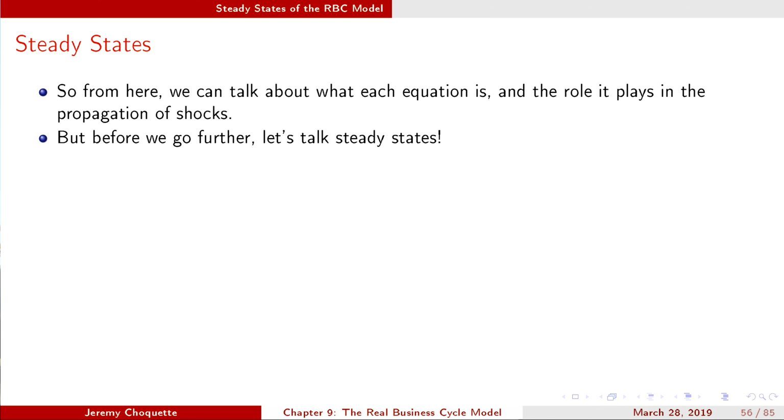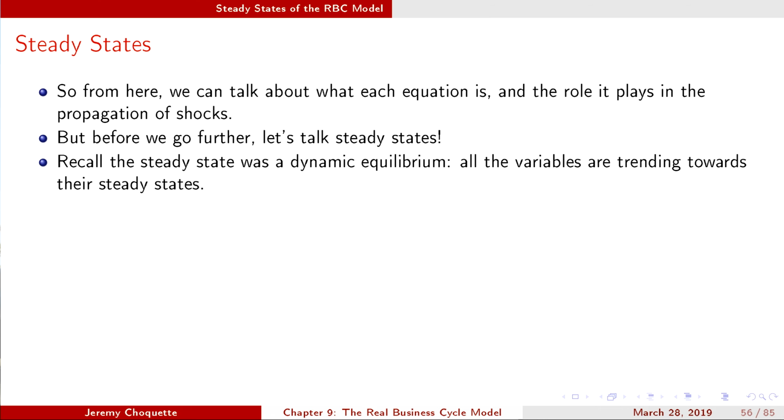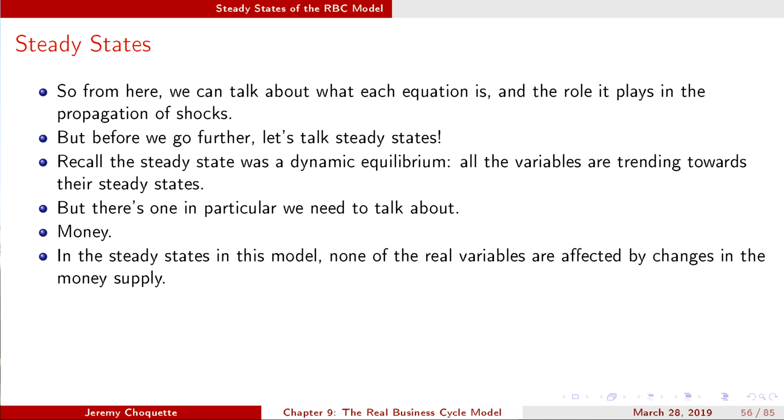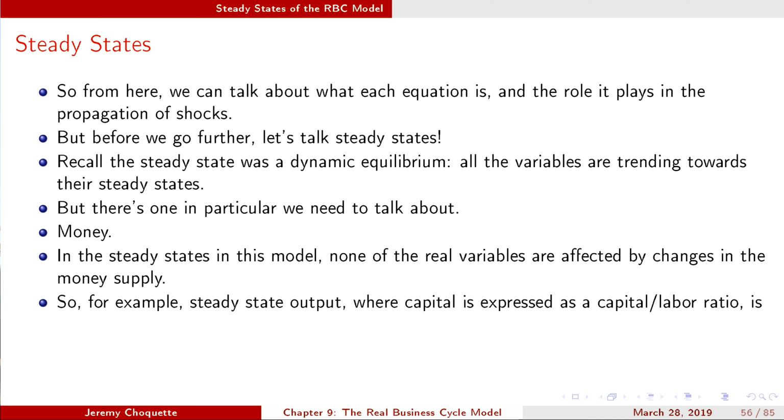So let's talk about some steady states. Remember, the steady state was a dynamic equilibrium, right? All the variables are trending towards their steady states. There's a fixed point. There's one in particular we've got to talk about, which is money. Now, in the steady states in this model, none of the real variables are affected by changes in the money supply. For example, if we looked at steady state output, where capital is expressed as a capital labor ratio, well, it's this.